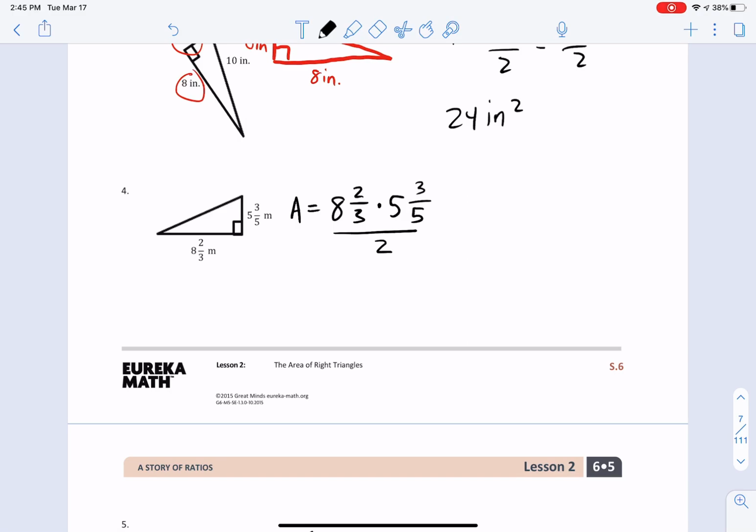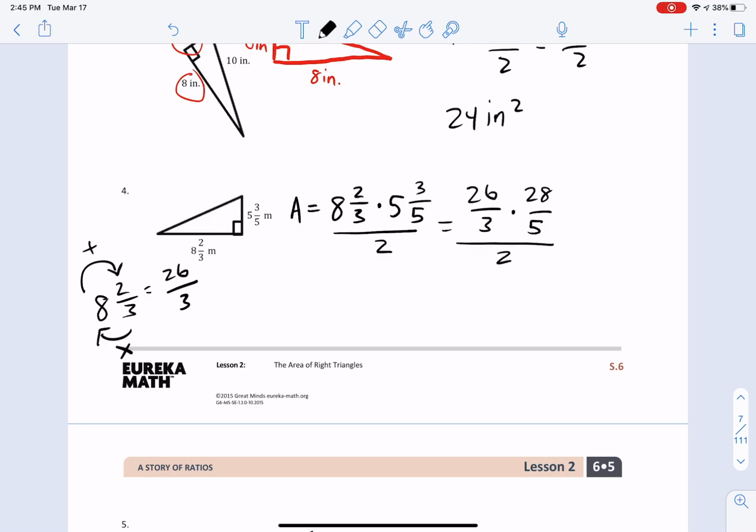So remember 8 2/3, just to do some side work. 8 2/3, you would multiply, and then you would add, and that becomes your new numerator. So in this problem, 8 times 3 is 24. 24 plus 2 is 26, and then you keep the same denominator. All right, so this problem becomes 26 over 3 multiplied by 5 times 5 is 25 plus 3 is 28. 28 over 5, and then we're still dividing whatever that is by 2.